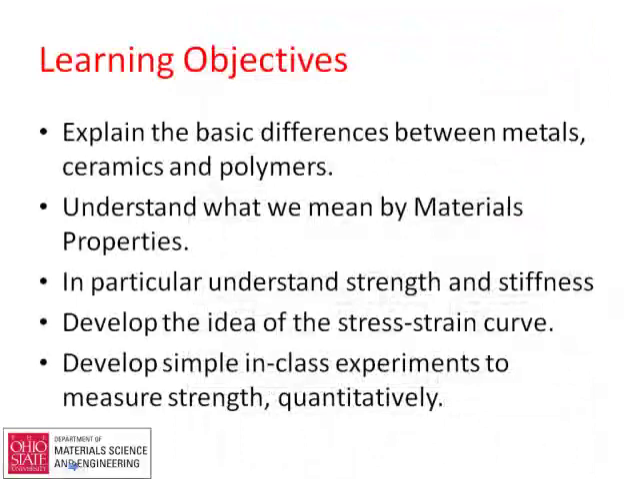So what are we going to do today? We're going to explain the basic differences between metals, ceramics, and polymers. We're going to hit that in greater depth later on, but we're going to start that. The big thing we're going to start talking about is what we mean by materials properties. What is a property of a material? What are the units we use? How do we measure it? We'll be able to have your students measure that on their own, and that is something that's in the ninth grade standards. In particular, the properties we're going to try to get after are strength, stiffness, and also ductility.